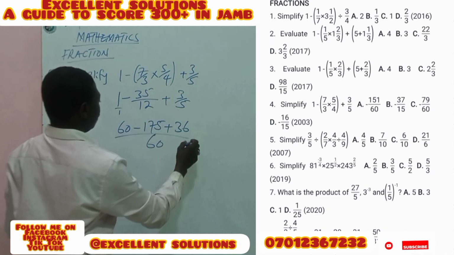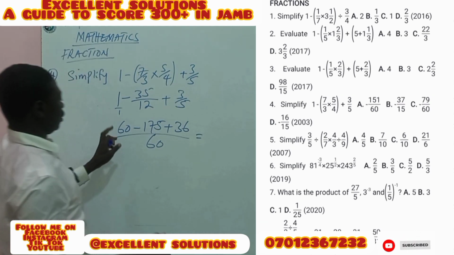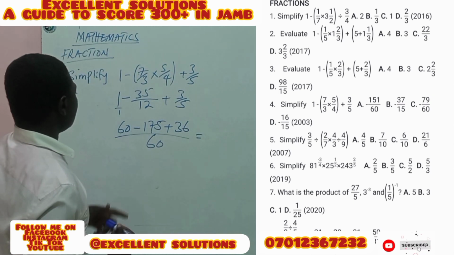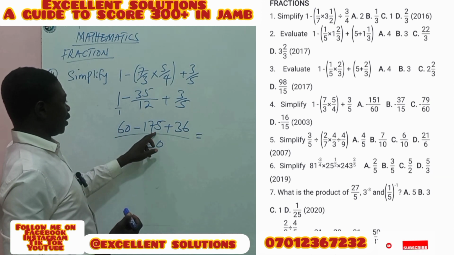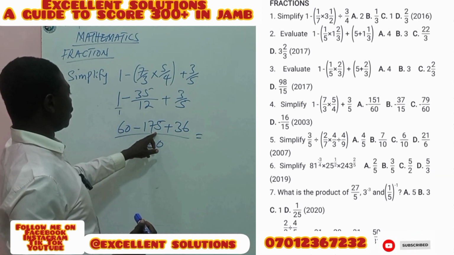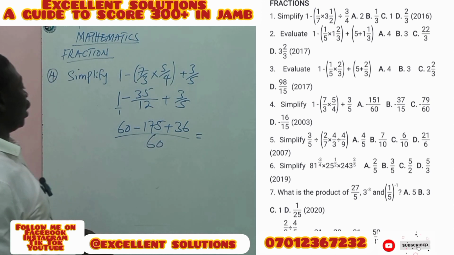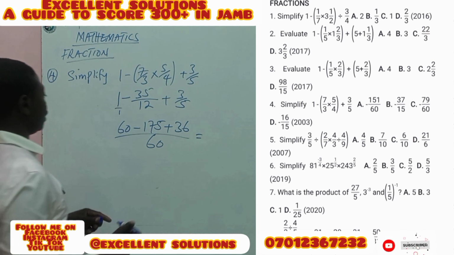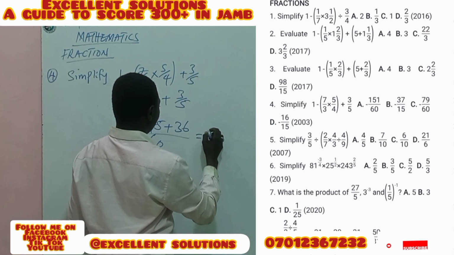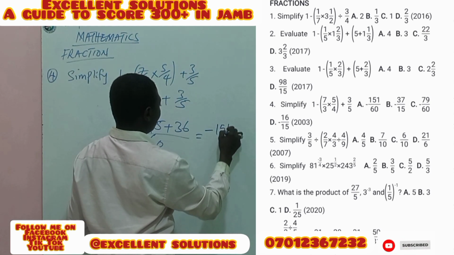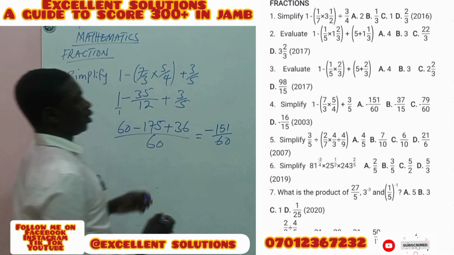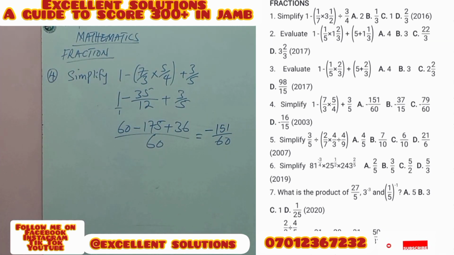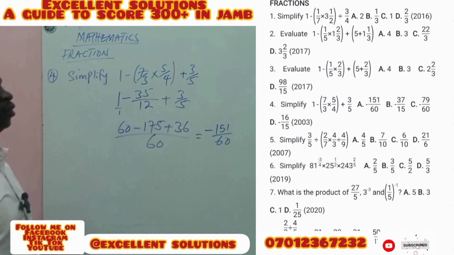So we look here, we are going to have 60 minus 175, we have 115. Minus 115 plus 36, we are going to have 151. So this gives us minus 151 upon 60. And if you look at our options, we have option A, minus 151 upon 60. And the answer is option A.